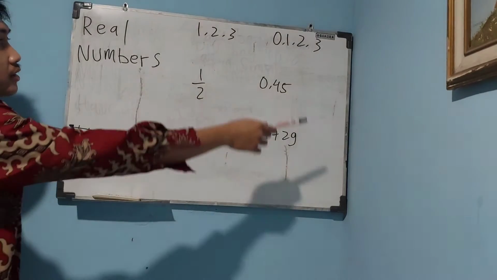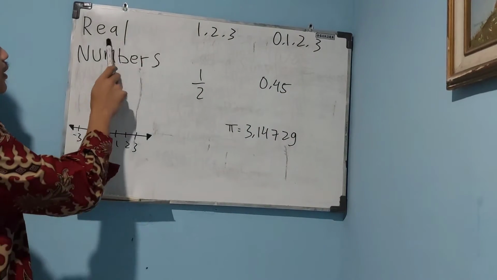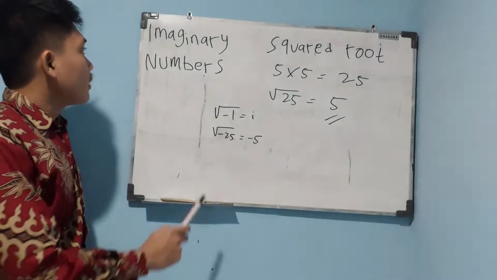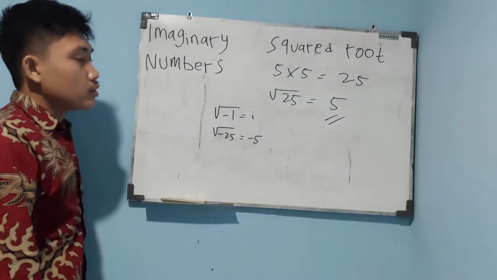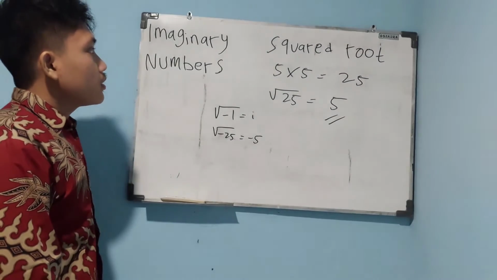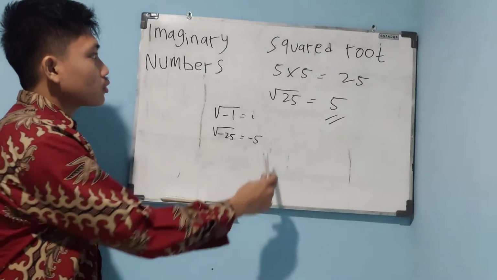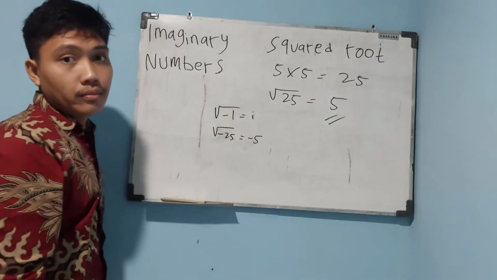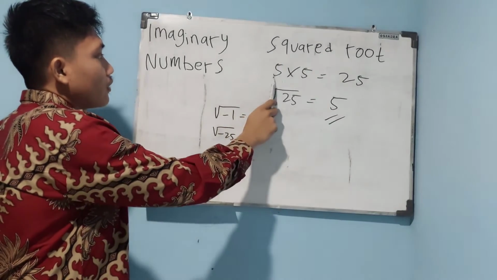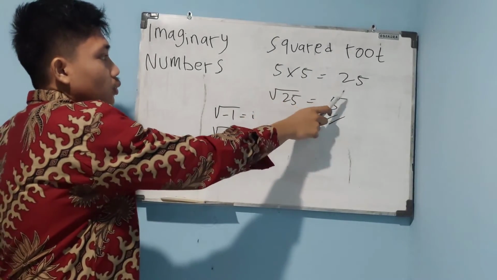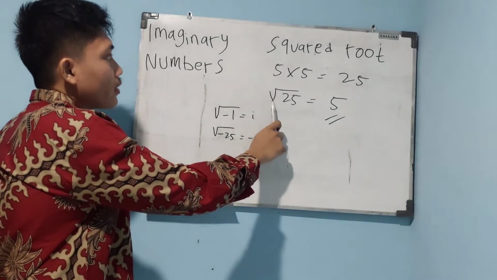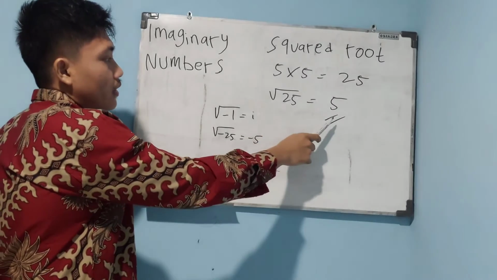So all of these become real numbers. Get it? Next, it's about imaginary numbers. As simple as imaginary numbers are, you need to write a square root. For example, I write this: 5 times 5 equals 25. So 25, you can square root it, it becomes 5.